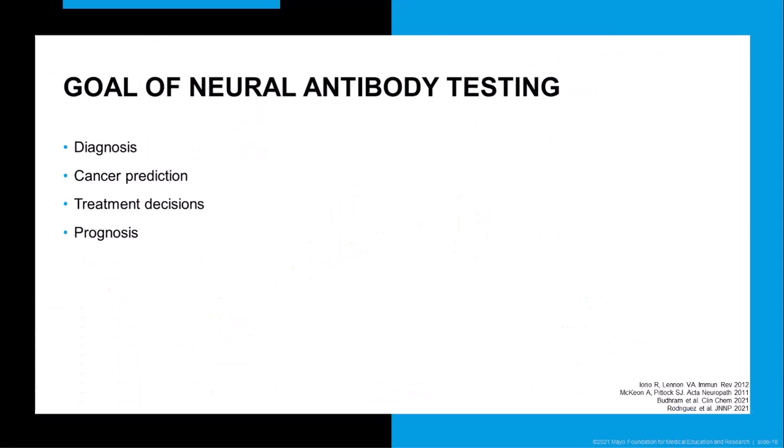So when we think about neural antibody testing, we can think about what the goals are. One, it's to make a diagnosis. As we mentioned earlier, a whole array of new antibodies have been discovered by many laboratories, and these are very helpful in confirming a diagnosis of autoimmune encephalitis. The antibody test can also help with cancer prediction. One or more than one antibody positivity can direct you towards what type of underlying cancer there may be.